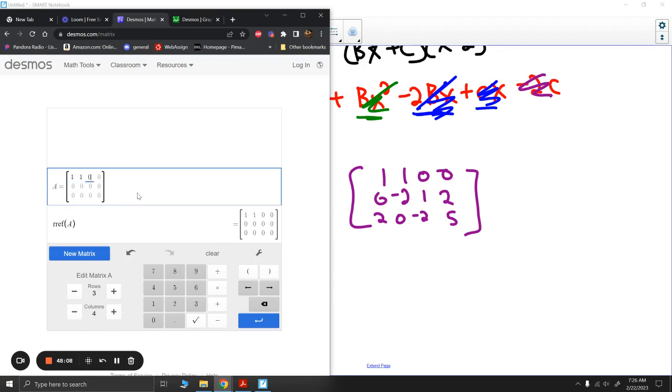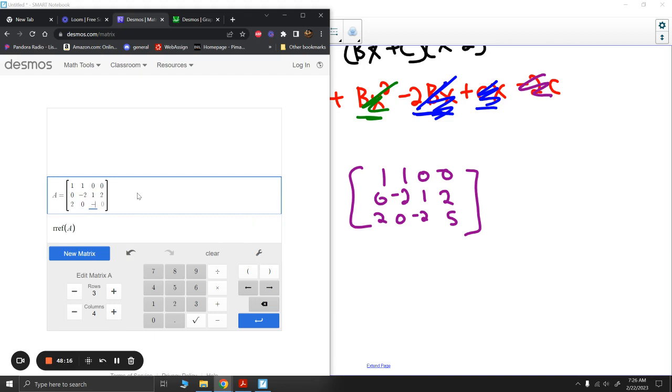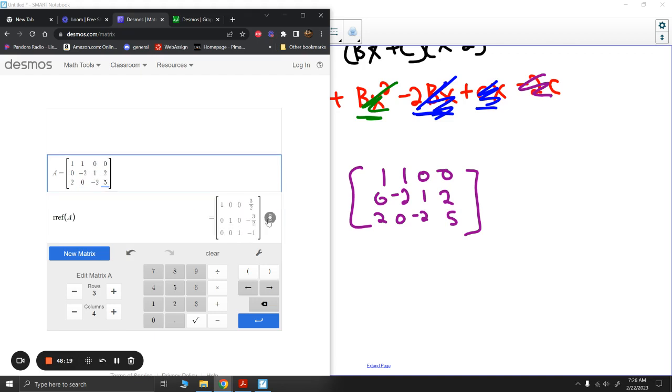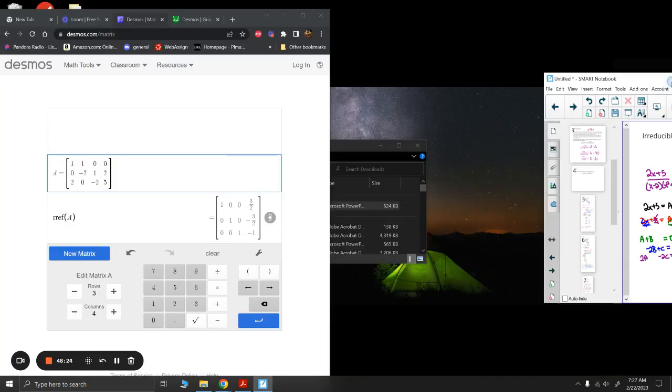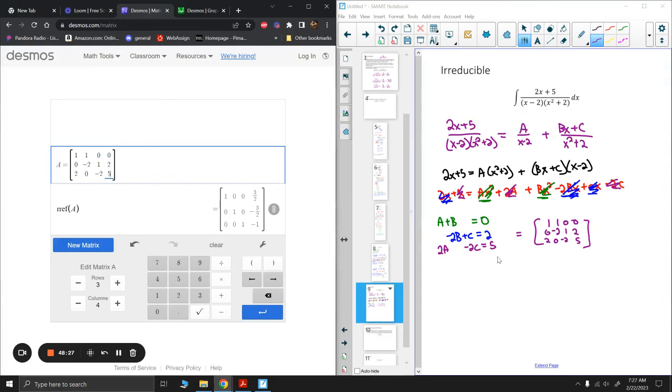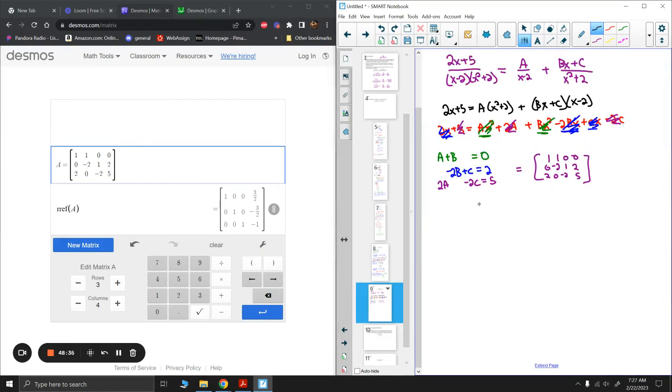Okay, this is 1, 1, 0, 0, 0, negative 2, 1, 2. This is 2, 0, negative 2, 5. All right. So we have a fraction for our a's and b's, which isn't impossible, but it's definitely worth noting. If you get something weird, you should ask, did I do this right? Anyway. So we end up with a is equal to 3/2, b is equal to negative 3/2, and c is equal to negative 1.